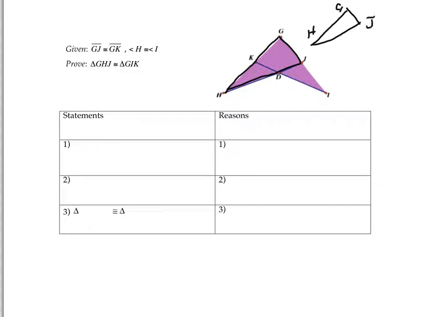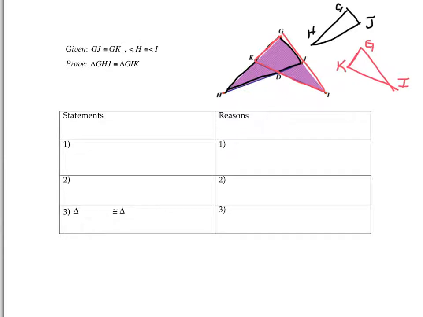So it might be easier to identify the corresponding parts that are congruent if you separate the two triangles. The second triangle we're looking at is triangle GIK, over here from G to I, and then out to K. You see where they overlap? And they share angle G at the top. And that's going to come into play later on. So this is G to I to K.